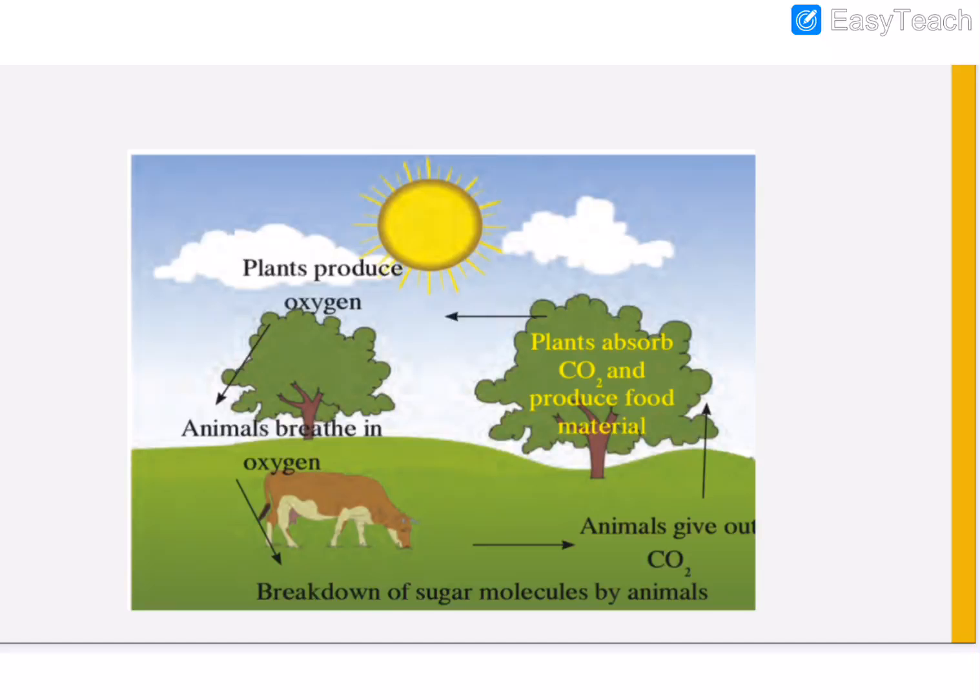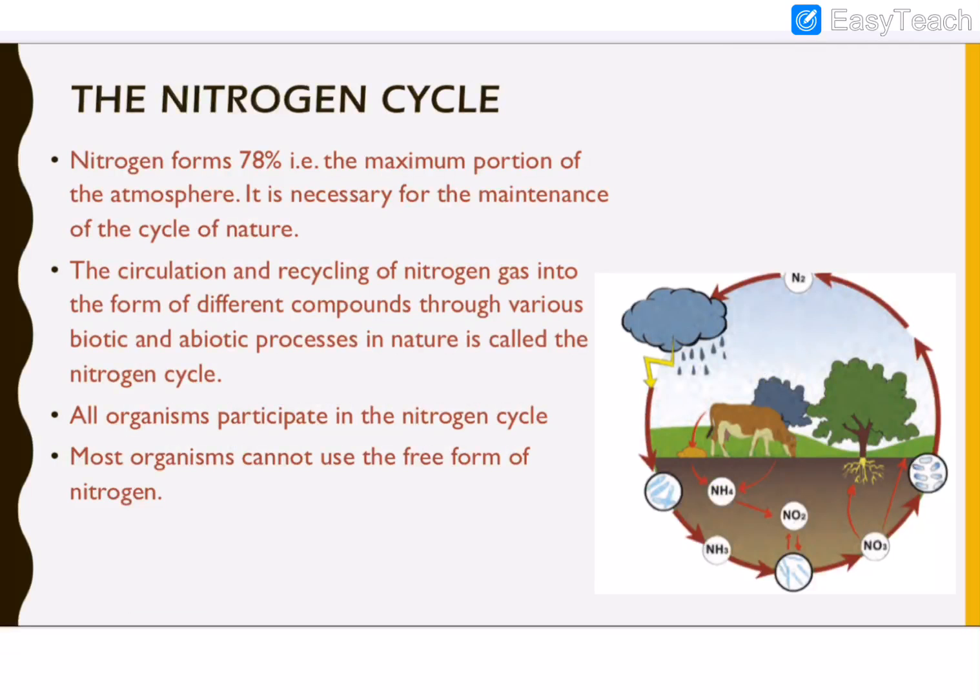Next, this is the picture of the oxygen cycle. Like you can see, plants take carbon dioxide and give up oxygen, and animals breathe this oxygen. What happens when respiration takes place inside an animal? They break down sugar molecules, and they breathe out CO2, carbon dioxide, and this carbon dioxide is again absorbed by plants. Plants absorb CO2 and produce food material, and again oxygen is released to the atmosphere. So it is a cyclic process.